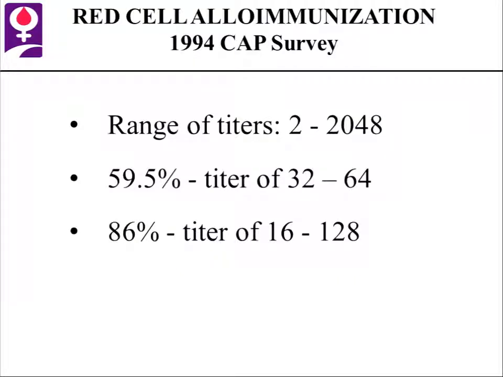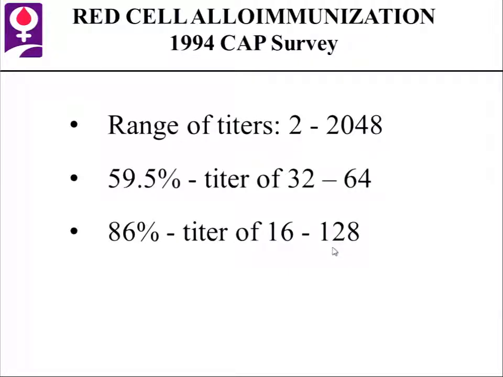In this tube of blood, the sample was sent to over 1,500 blood banks in North America as part of this 1994 CAP Quality Assurance Survey, and everybody got the NTD right, but the titers came back between 2 and 2,048. Made me feel very warm and fuzzy as an obstetrician to know that that's how blood bankers do their titers. About 60% of the labs got it between 32 and 64 for the value, and about 86% between 16 and 128.